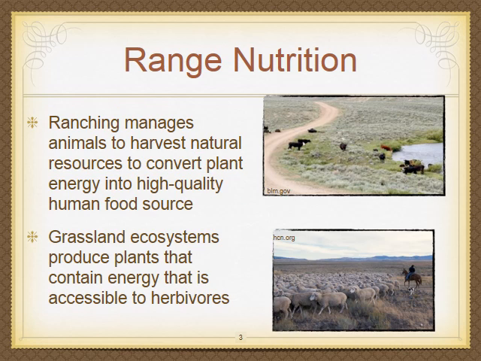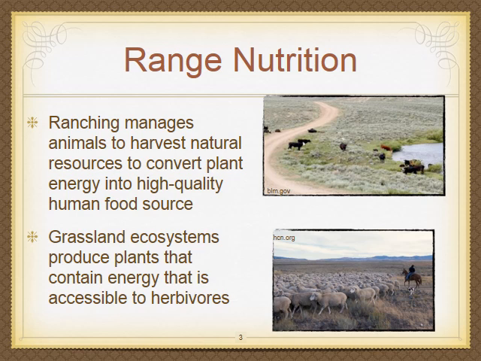So the first slide, we're going to go into range nutrition. Ultimately, ranching manages animals, which can harvest the natural resource plants that convert solar energy into plant material. And ultimately, herbivores are going to harvest that plant material and convert it into a high-quality human food source.